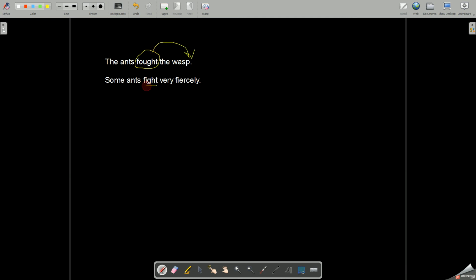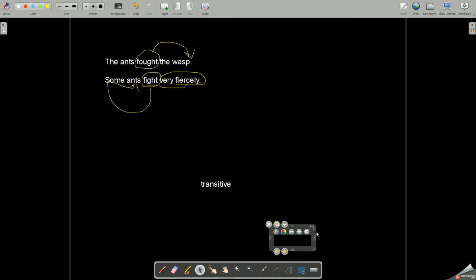Now, some ants fight very fiercely. So very fiercely becomes your adverb, which is describing the verb fight. But this fight ultimately refers to what? The ants. Hence this is intransitive. So the first statement is transitive, and the second statement is used intransitively.